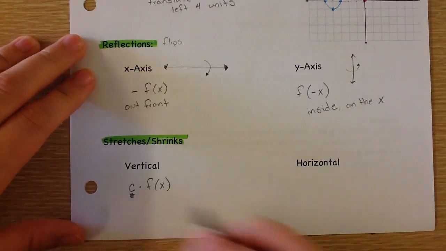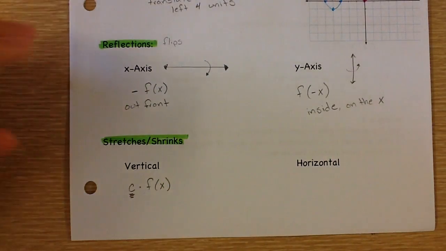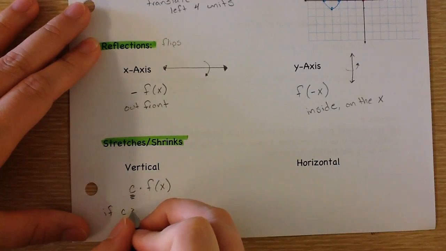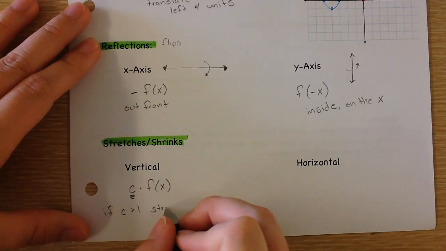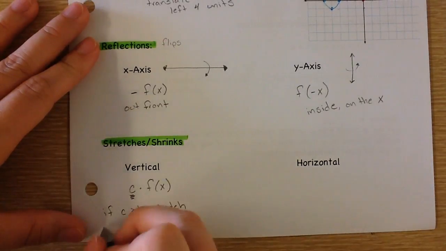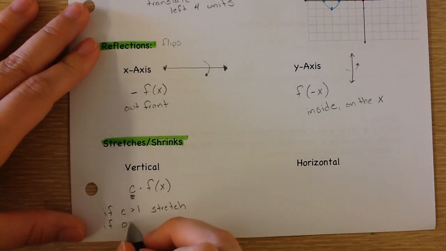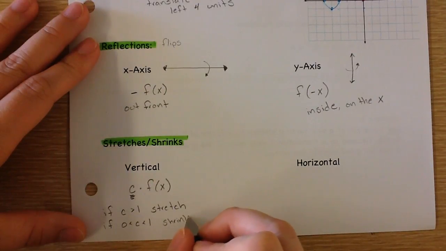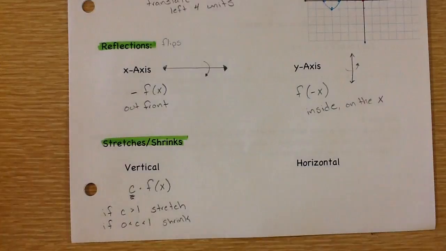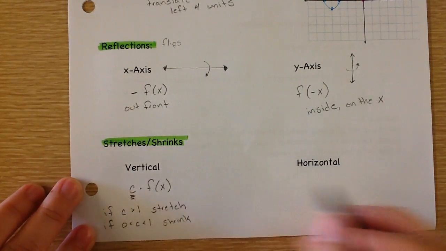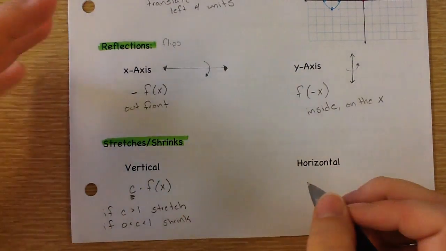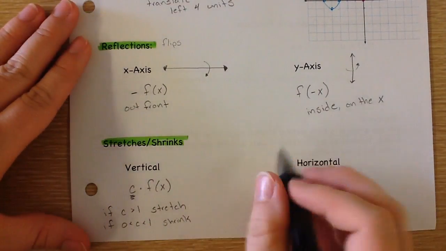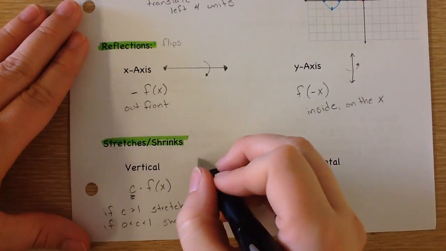And what this c is determines whether it's a stretch or a shrink. If c is greater than 1, it'll be a stretch. But if c is a fraction in between 0 and 1, it'll be a shrink. It makes it that many times smaller. And what a vertical stretch or shrink is doing, if we think vertically, is pushing my function up or down.